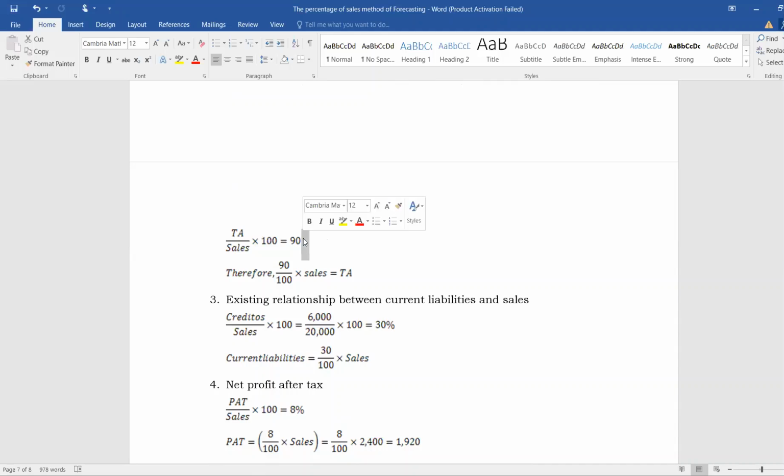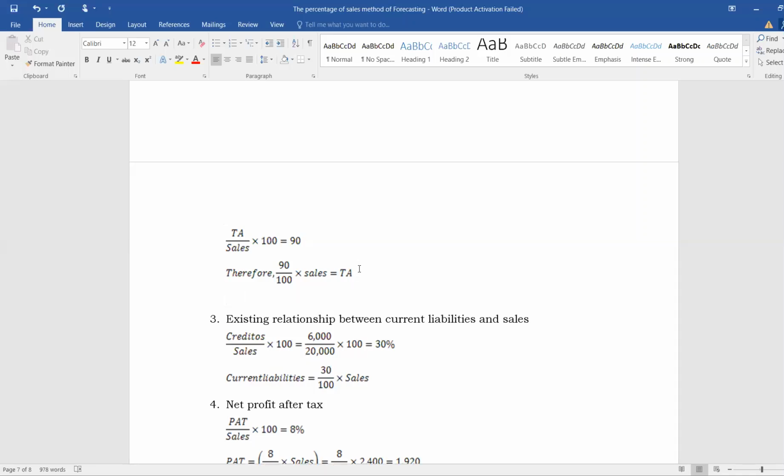Kuna mtu ameshangaa kwa nini nimefanya hivi? I hope that one you can see, isn't it? So if we rearrange the formula, then it means 90% of sales is total assets, isn't it? If you make total assets the subject of the formula. Si ndio? Ni ukweli. Hiyo ni kweli.